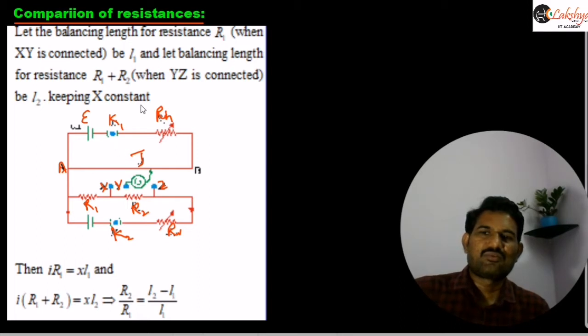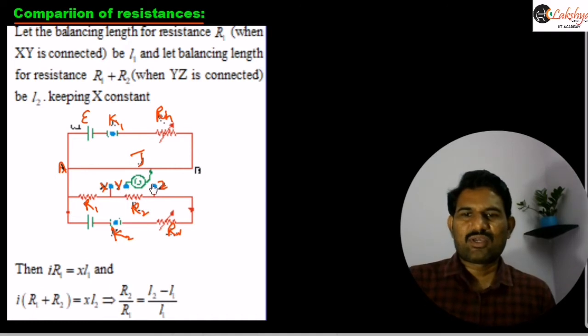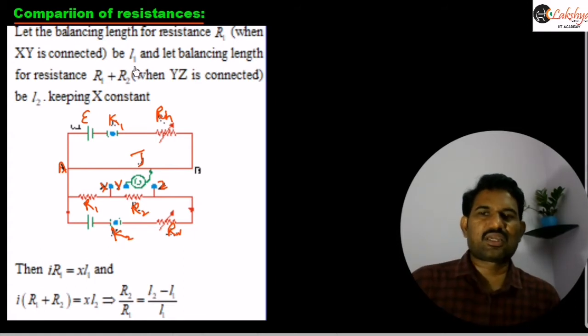Then we write such an equation here, and we assume L1 is the balancing length when X and Y are connected. X and Y connected means only that will balance the potential difference across this R1. When Y and Z are connected, then it balances the total potential difference. With these two connected, the potential difference across AJ will be equal to, AJ meaning the length will change. Previously we took it as L1, and now that length is L2. So that potential difference will be equal to that across R1 plus R2.